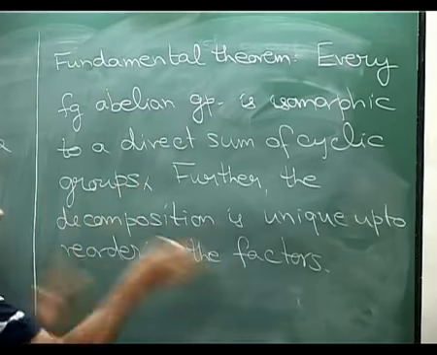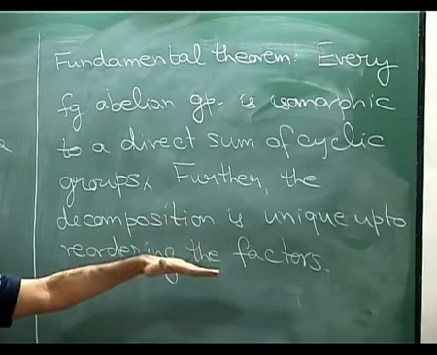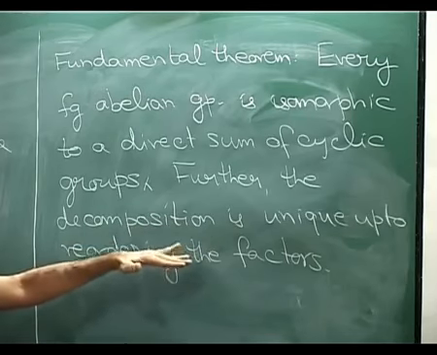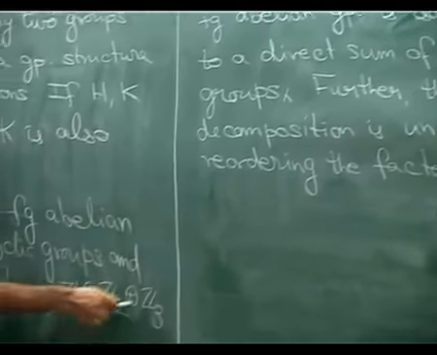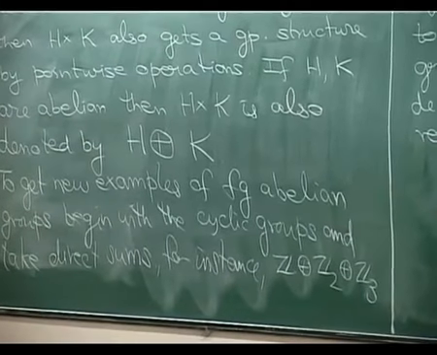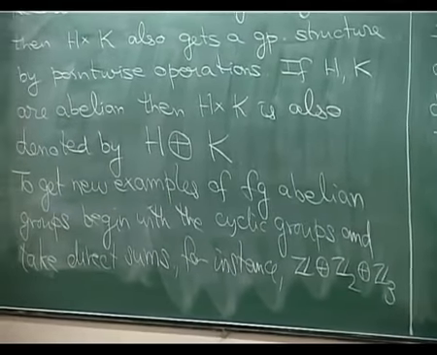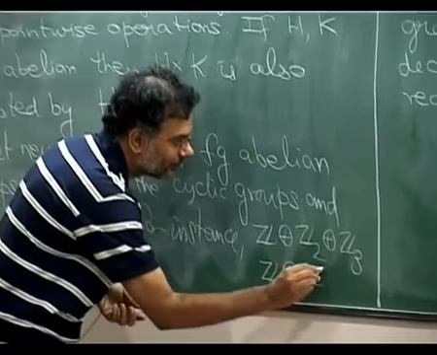This is not correct. This is wrong. This is not a fundamental theorem. This is a fundamental error, right? It is not true that it is unique up to reordering the factors. For example, here is this group Z direct sum Z2 direct sum Z3. Now we know from abelian groups that Z2 direct sum Z3 is isomorphic to Z6. So this group is also the same as Z direct sum Z6.